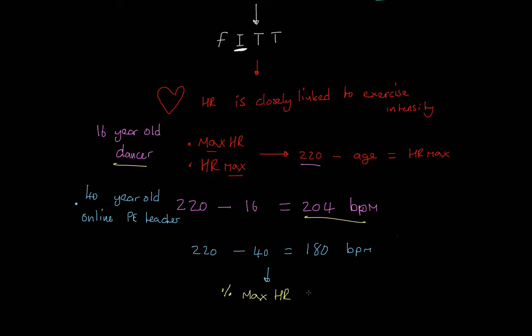But we also want to summarize by saying percentage of maximum heart rate is different for different ages. Now, that is not to say that the percentage is different, but for example, if we were to look at 85% of 204, it's going to be a different number to 85% of 180. And we're going to explore that concept in the very next session.